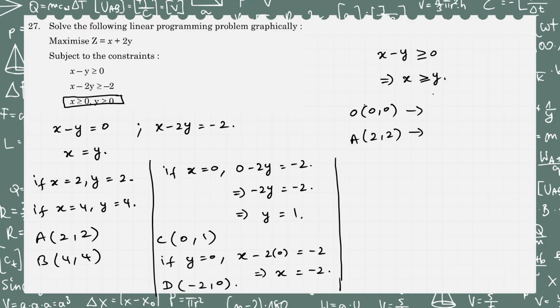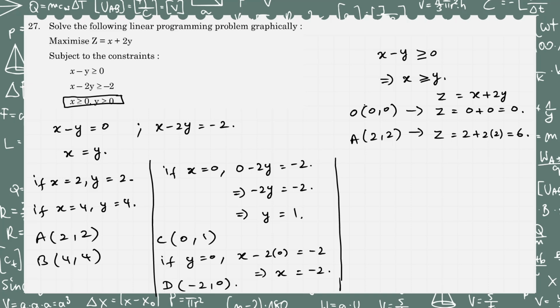Since z equals x plus 2y, when we put the origin in the z value, we get z equal to 0 plus 2 times 0, which is going to give us 0. When we take the point 2, 2 and substitute it in our z, we get 2 plus 2 times 2, which is 2 plus 4, 6. So right now 6 is the maximum point, but we want to know the maximum value that z can take, because we have an unbounded region as our feasible region.